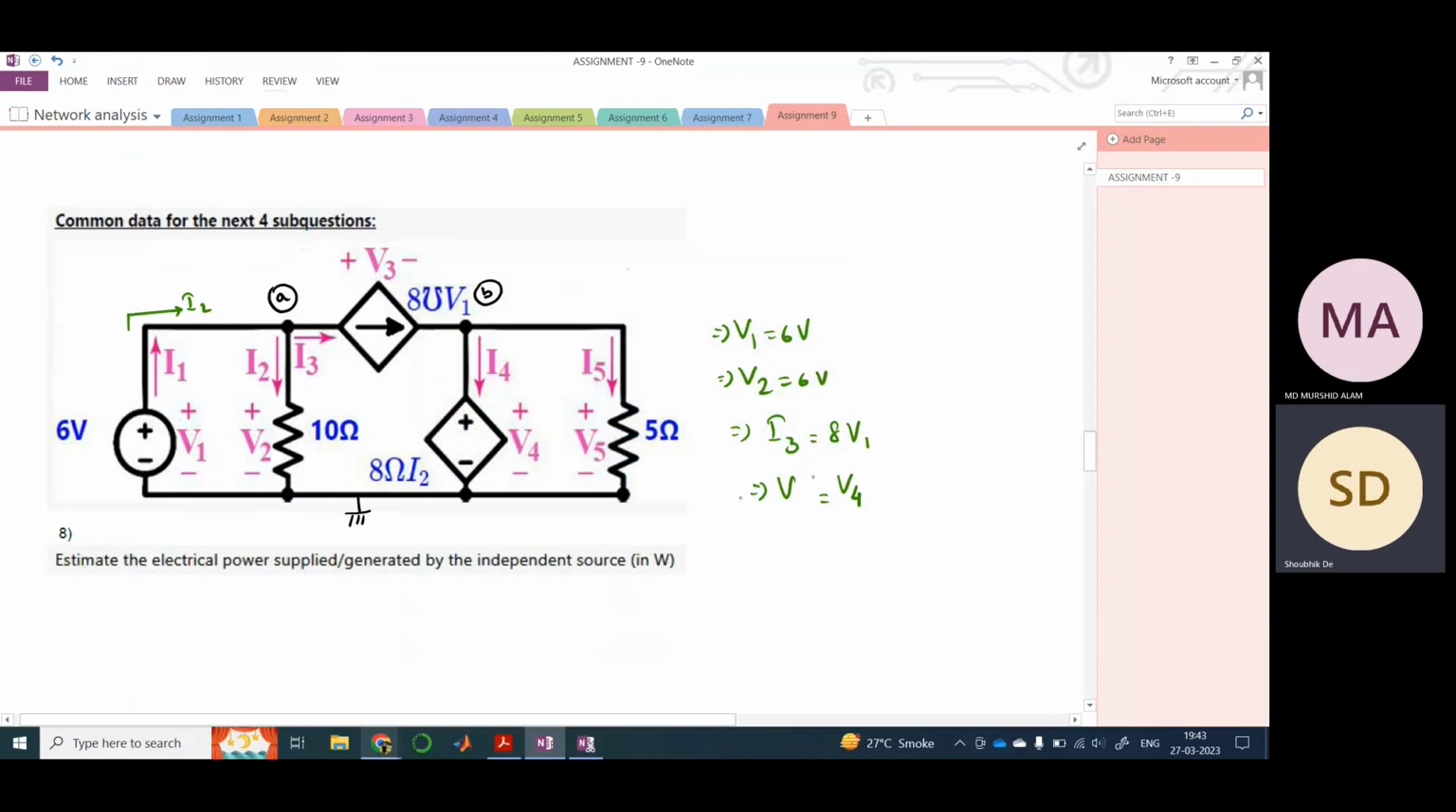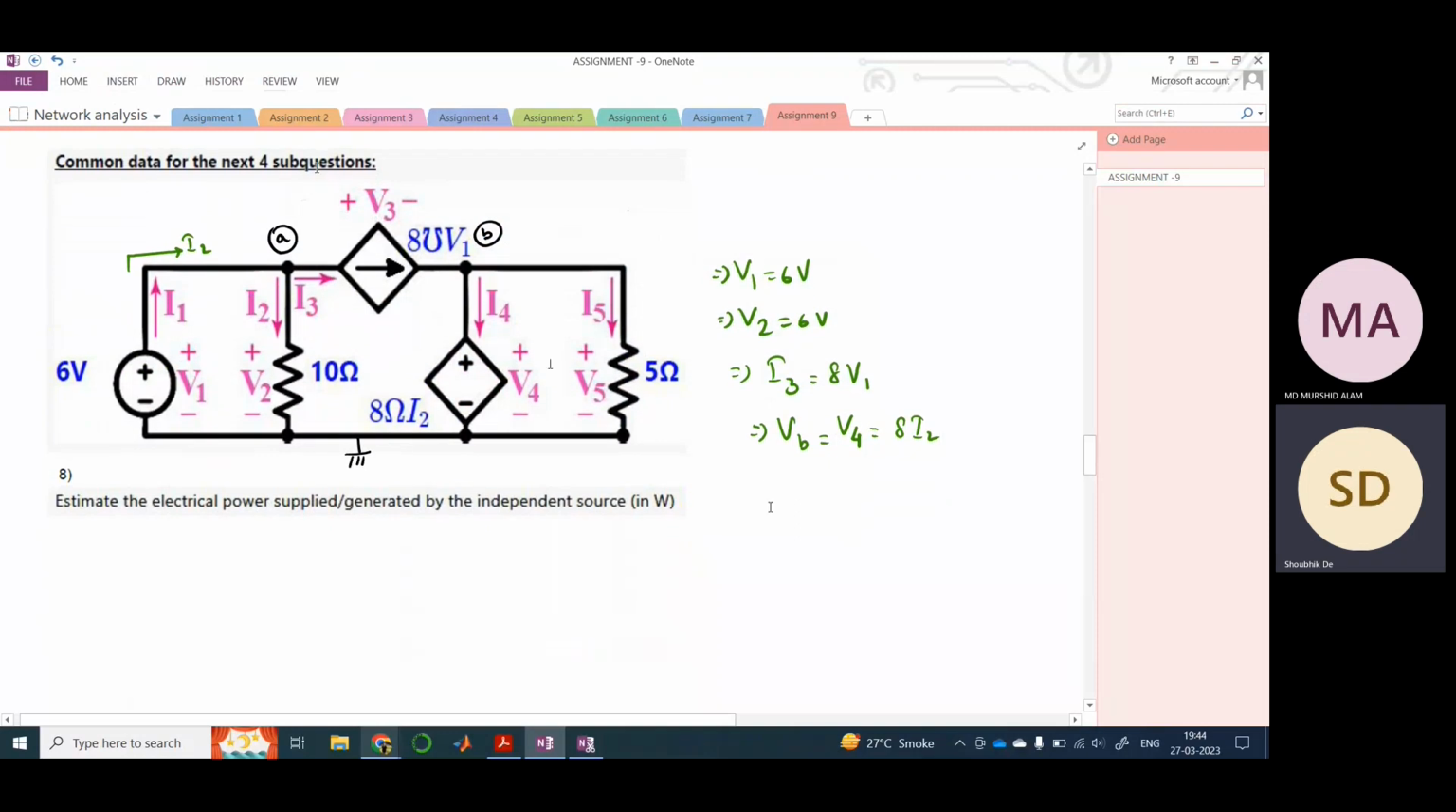This would be VB, and VB would be equal to V4, which is nothing but equal to 8I2. Why? Because there is no resistance applied, right? So therefore VB would be equal to V4, which is equal to 8I2. So once you have written this, you can easily start solving the problem because it's important to identify the values of each of the parameters, right?